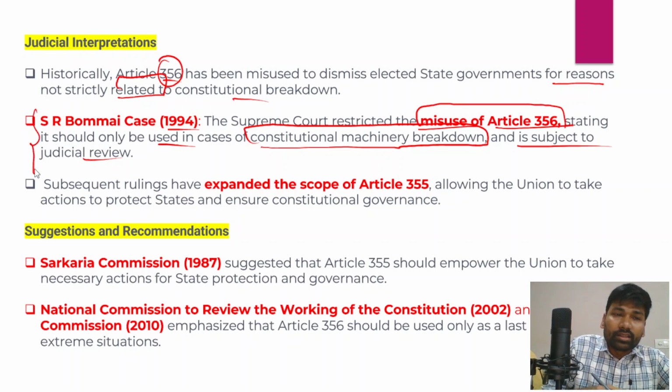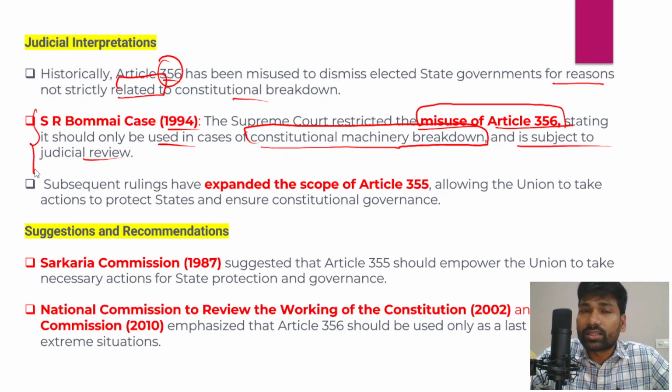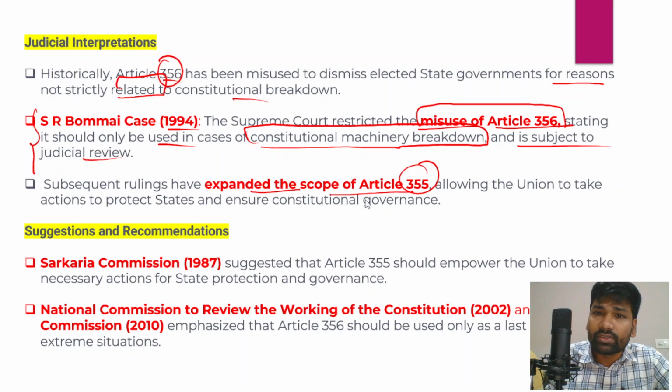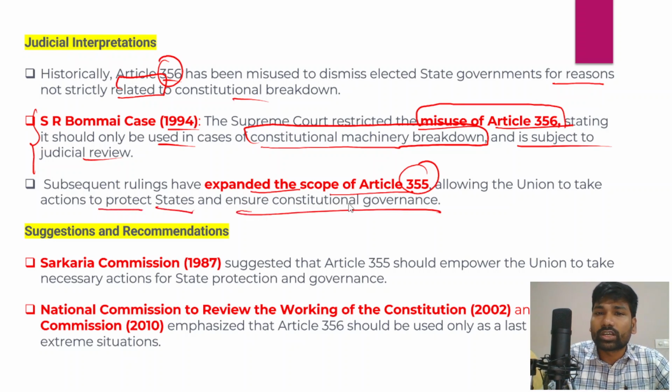So there is nothing like imposition of Article 356 being out of the purview of the judicial review of the judiciary; the imposition of Article 356 also comes under judicial review. Judicial review generally means the Supreme Court will look into the legality of imposing Article 356. Subsequent rulings of the Supreme Court have further expanded the scope of Article 355, allowing the Union to take actions to protect states and also ensure constitutional governance in those respective states.